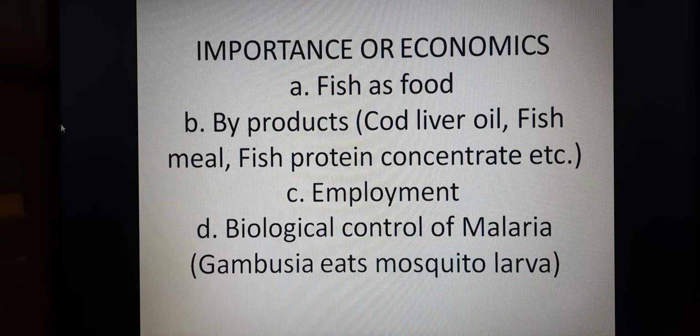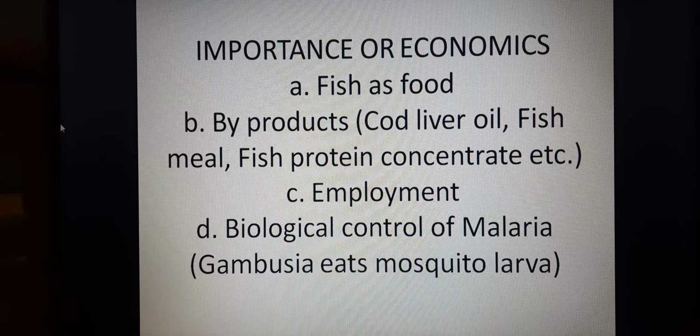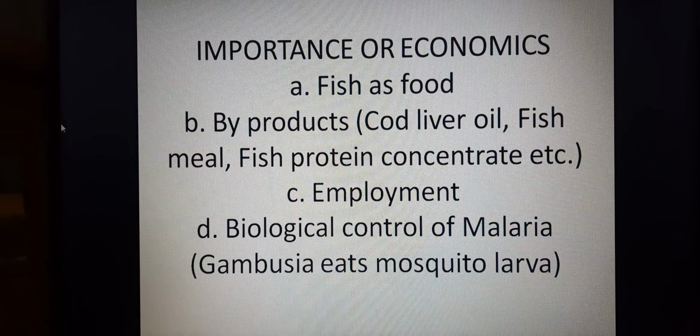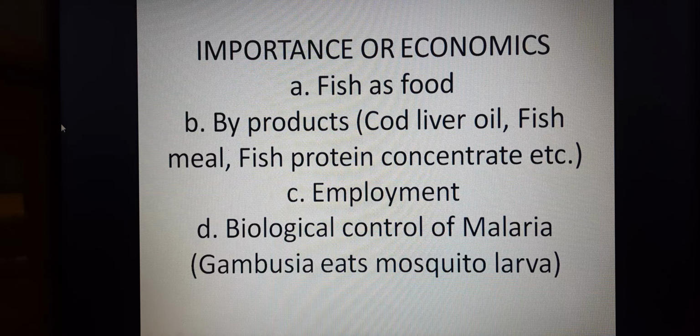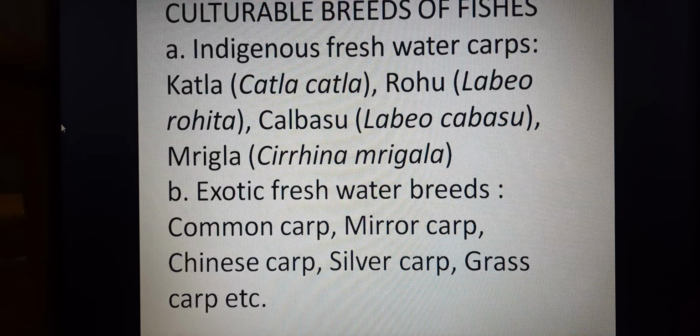Economic importance of the fish as food, byproducts like cod liver oil, which is a very good source of vitamin D, fish meal, fish protein concentrate, etc. we can get from the fishes. Employment is another important factor which fish cultivation can give. Biological control of malaria: Gambusia is one particular fish which eats the mosquito larva. Then naturally we can control malaria. Malaria is caused by the female anopheles and their larvae are eaten by the Gambusia fish.